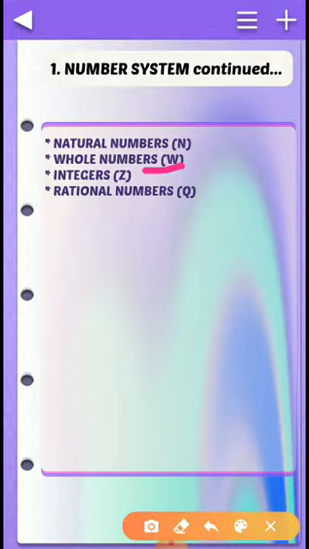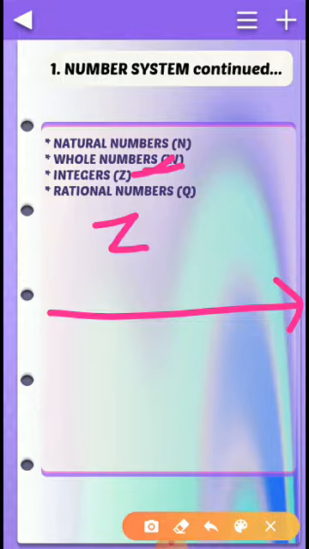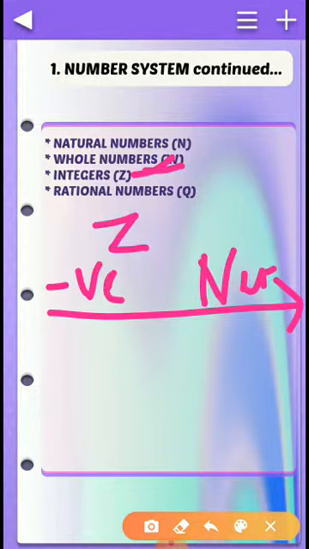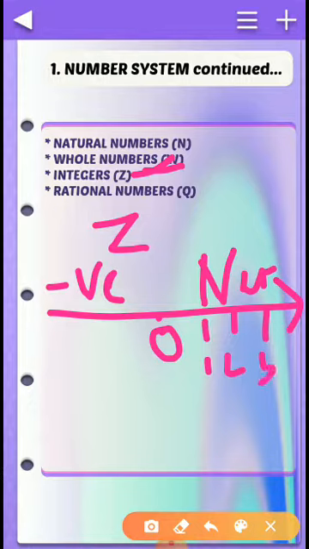Next, we have seen integers. Integers are denoted by the letter Z, and it is the collection of natural numbers, negative natural numbers along with 0. So I'll have here 1, 2, 3, this side it is -1, -2 and so on, along with 0. It consists of your integer set.